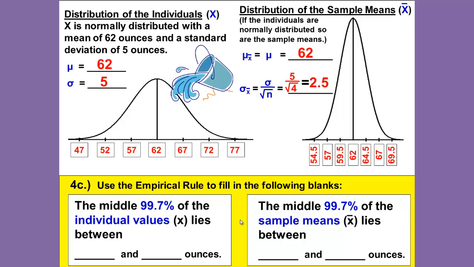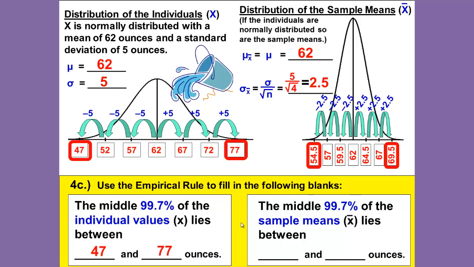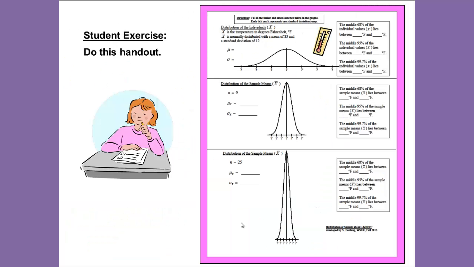For C, use the empirical rule for the 99.7% of the values. The middle 99.7% of the individual or X values lie between, and that would be 3 jumps, so 1, 2, 3, would give us 47 and 77 ounces. For the sample means, 3 jumps gives us 54.5 and 69.5.